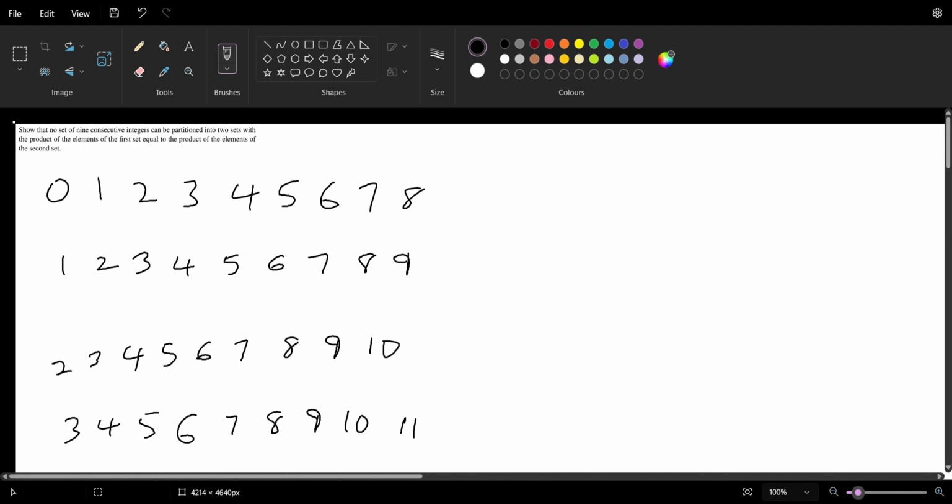So these are four sets of consecutive integers. All of them contain nine numbers. The first set we can't even use, I just realized, because we are multiplying by zero. So one part will be zero, the other part will be a number greater than zero. So we can't even use this one at all. But for the second one, hmm.